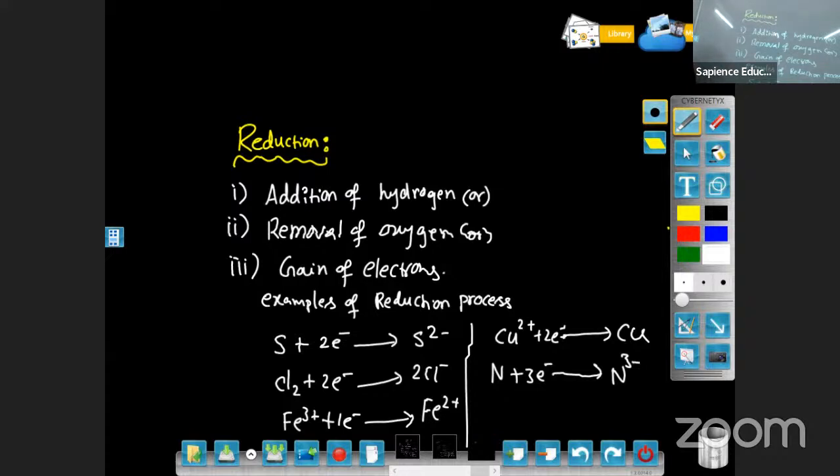This is chlorine, Cl2. First, sulfur is gaining 2 electrons. Gain of electron is reduction process, right? Here, 2 chlorines are there, 2 electrons. So it became 2Cl minus: 1 chlorine gaining 1 electron, 2 chlorines gaining 2 electrons. That's also reduction. Fe3 plus, by gaining 1 electron, became Fe2 plus, so that is also a reduction. Cu2 plus, by gaining 2 electrons, became Cu. Here it had already lost 2 electrons; 2 plus means lost. Again taking 2 electrons means reduction. Nitrogen gaining 3 electrons means reduction.